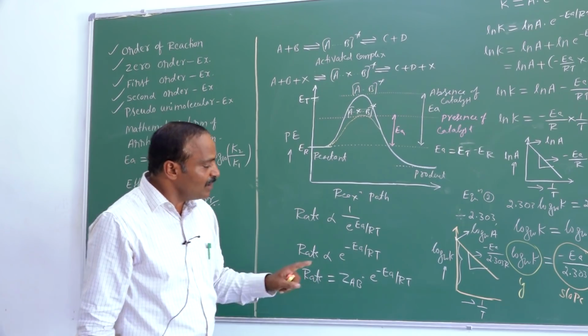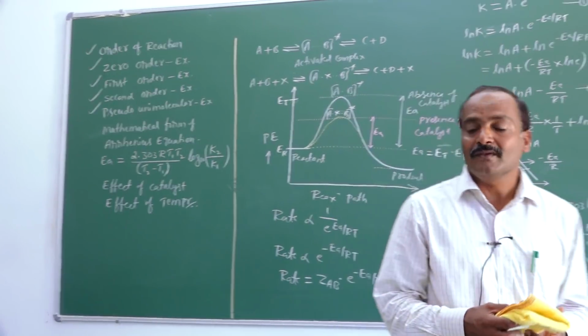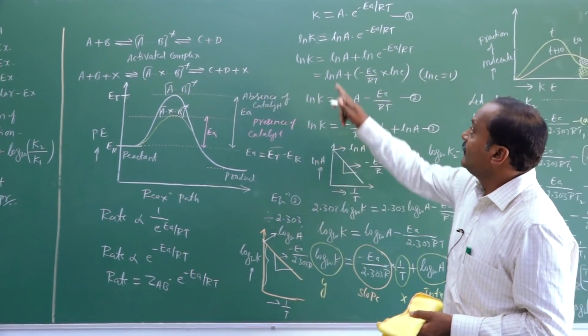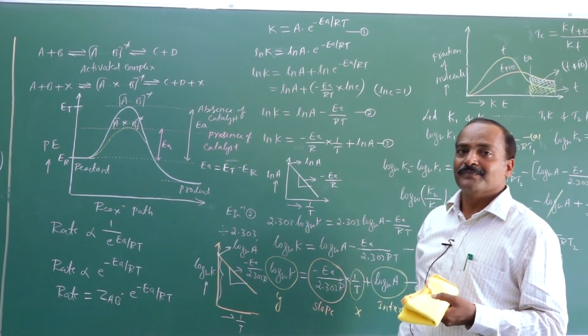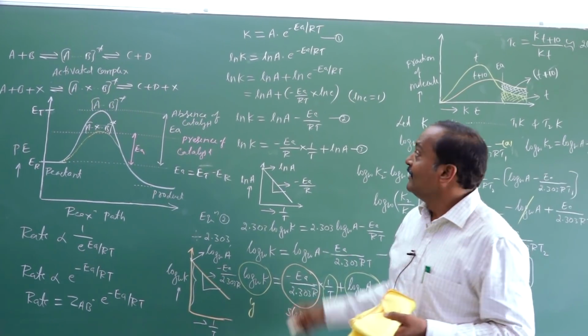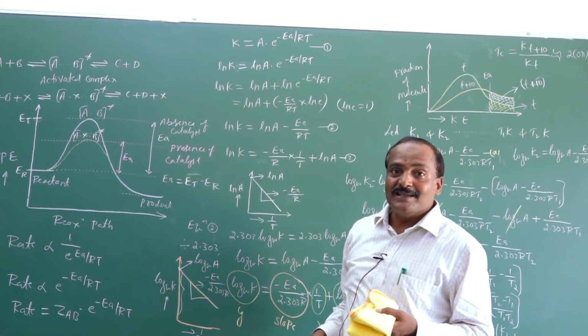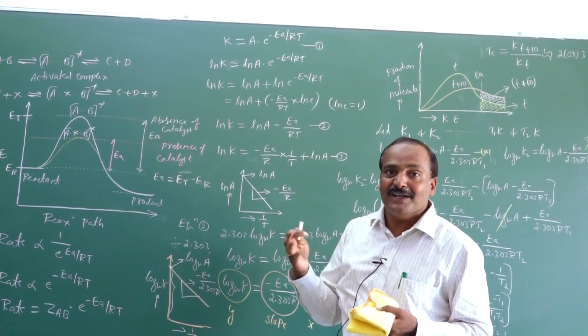Then this equation becomes K is equal to A into e to the power of minus Ea by RT. K is called the rate constant. A is called collision frequency. It is also called Arrhenius frequency.